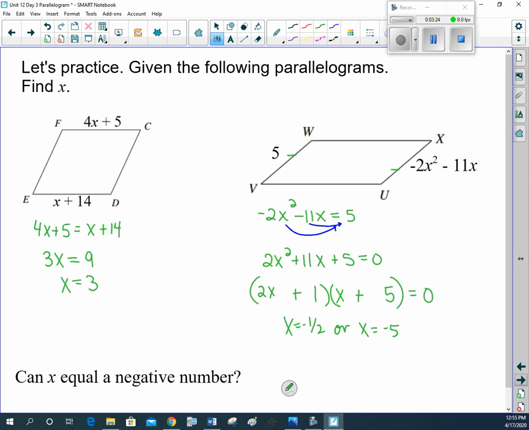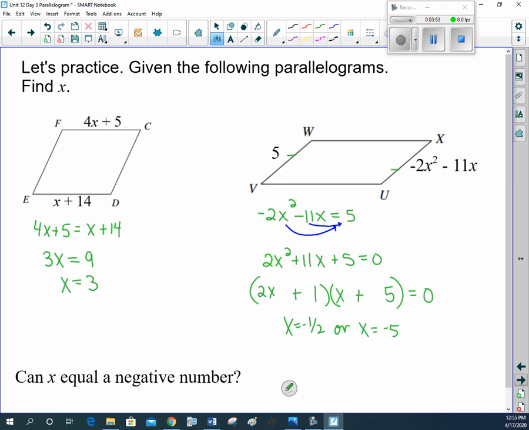Okay, let's just do a quick check to make sure that both answers are okay to use. I mean, we can have a negative x, but when we plug it back in, it can't give us a negative side. So I'm going to do the negative 1/2 first. So I'm going to go negative 2, and then negative a half squared minus 11 times negative 1/2. And that gives me a positive 5, and 5 equals 5, so that answer is okay.